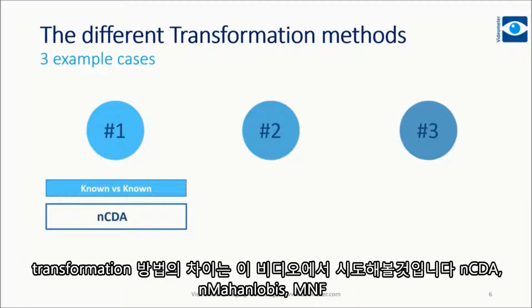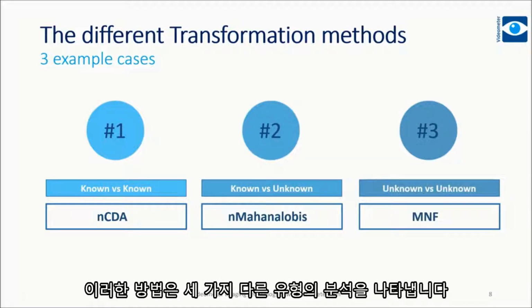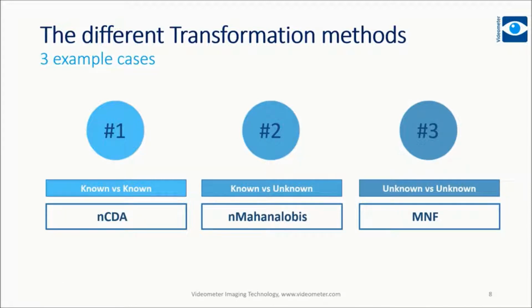The different transformation methods we will be trying out in this video are 1. The NCDA, 2. The N-Mahalanobis, and 3. The MNF. These methods represent three different types of analysis, the most used one being the NCDA on the known versus known case. Deeper explanations for these different analysis types are the remaining content of the video.